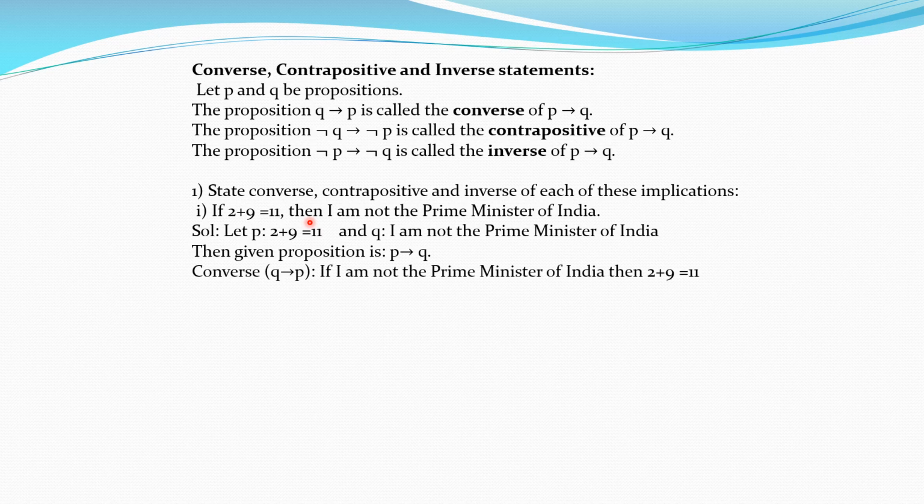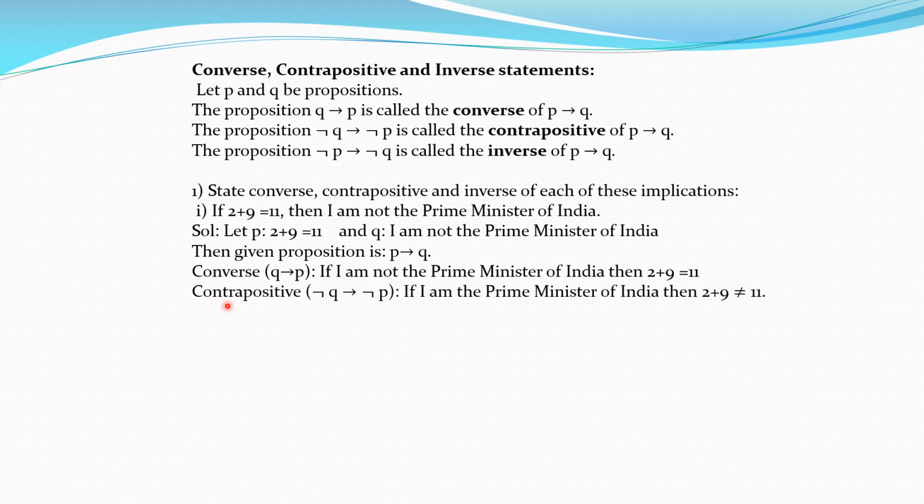Now what is the converse? Converse is if Q then P. So this is Q and this is P. So just put it there. So if Q then P is: if I am not the Prime Minister of India, then 2 plus 9 is equal to 11. Now next is the contrapositive.